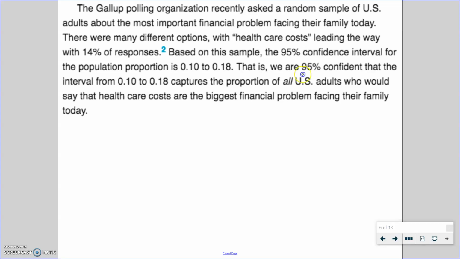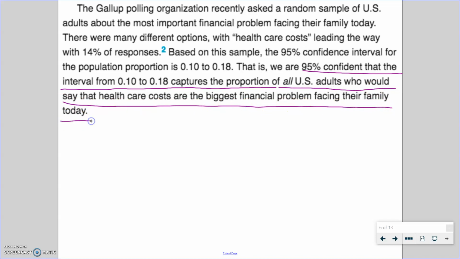We are 95% confident that the interval from 0.1 to 0.18 captures the proportion of all US adults who would say healthcare costs are the biggest financial problem, right? You're using this one sample statistic to make an estimation for every single family in the entire country. You're not going to get a response from every single family in the entire country. So the idea is we take the data we have and make an estimation as best as we can.